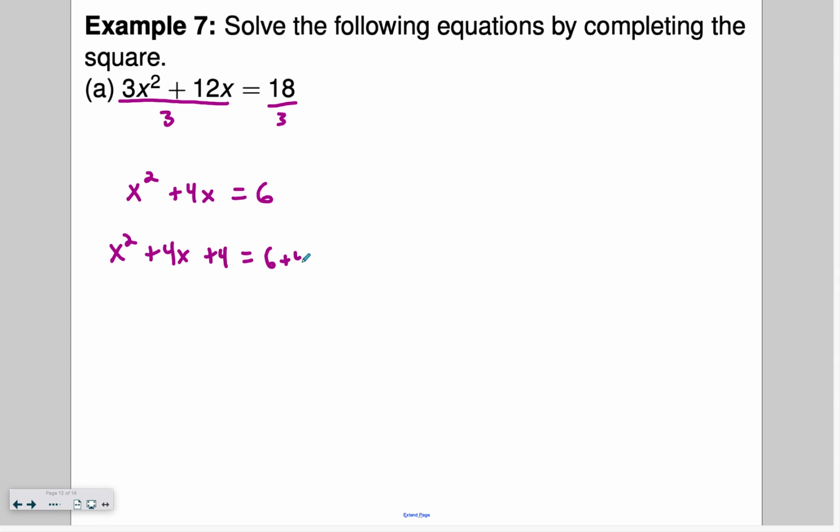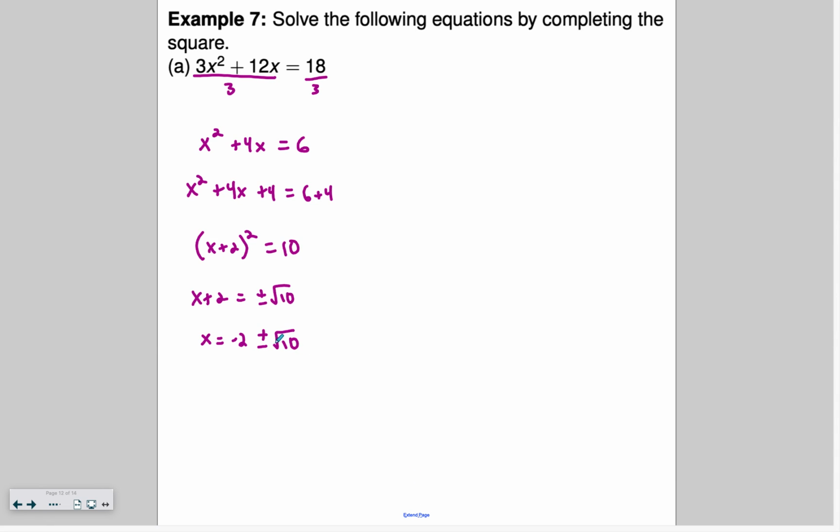6 plus 4 equals 10, and this will be x plus 2 squared equals 10. So then x plus 2 equals plus or minus the square root of 10. I think my computer is melting. -2 plus or minus the square root of 10 is what will give us our answers.